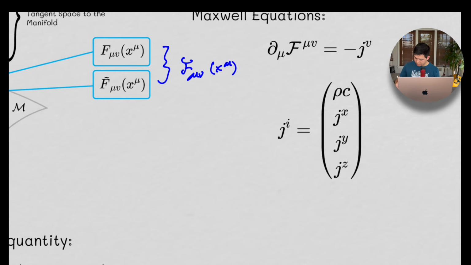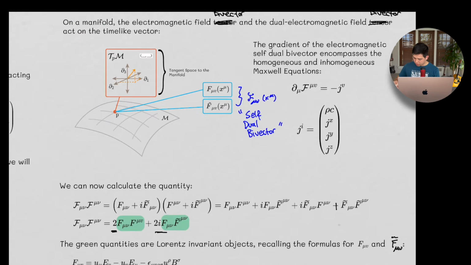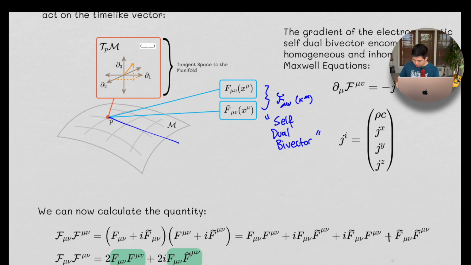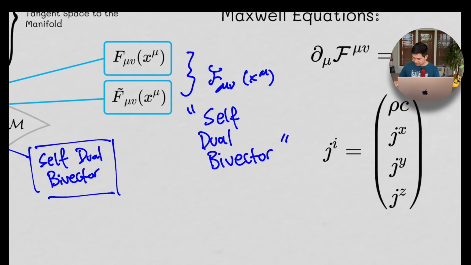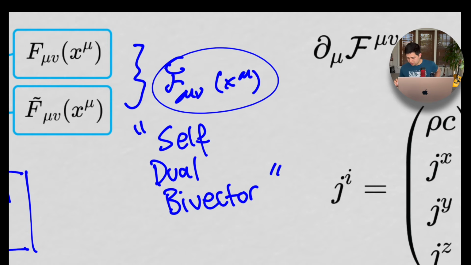So this is, again, the self-dual bivector. All of this can be encapsulated into one tensor space, the space of the self-dual bivector, because this thing exists everywhere in space. It's a function of space-time.